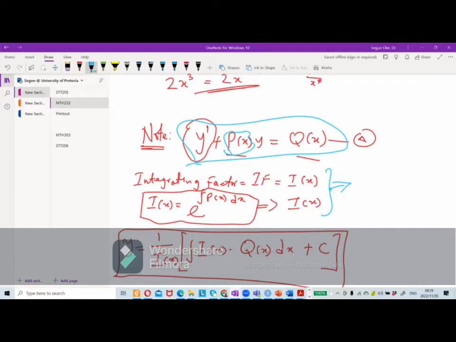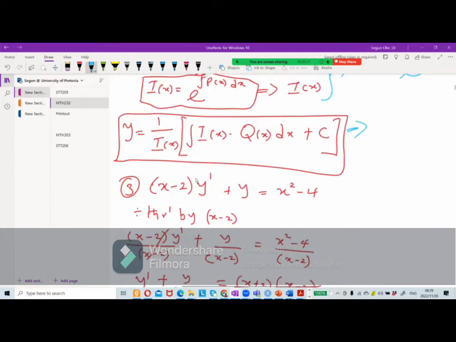How do we do that? The integrating factor is I of x equals exponential of the integral of p of x dx. All you need is to integrate p of x, put it back in your integral function, and substitute it into the integrating factor. That's all.